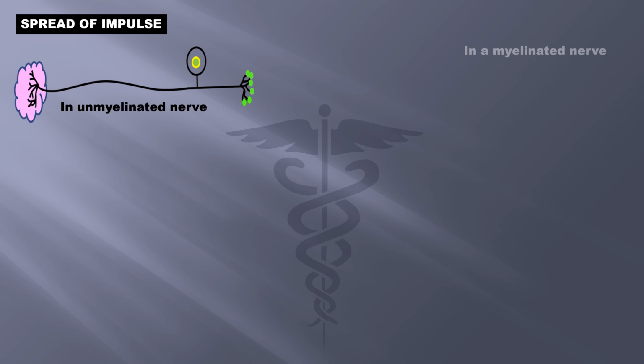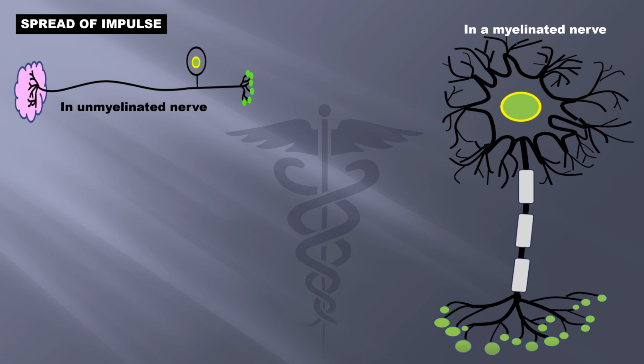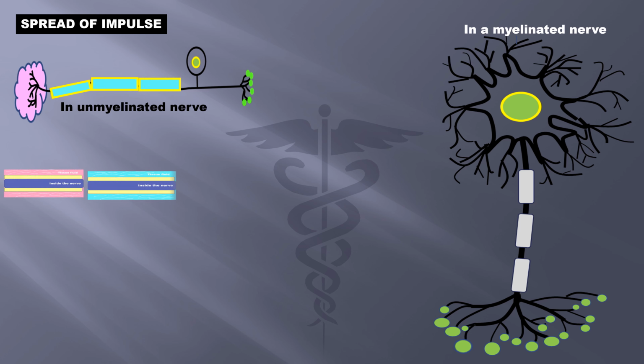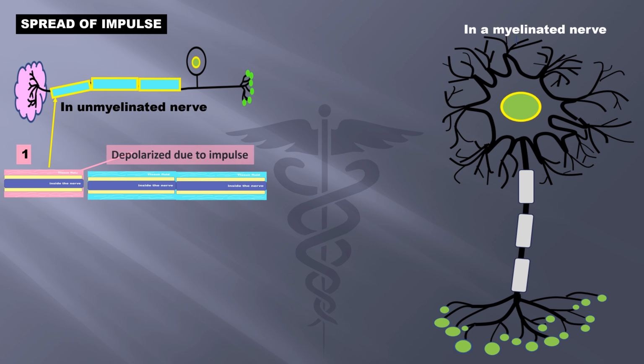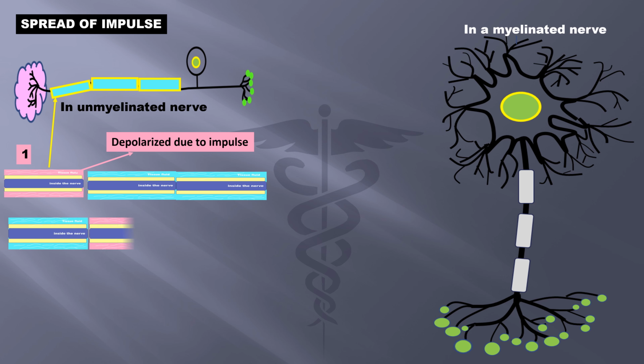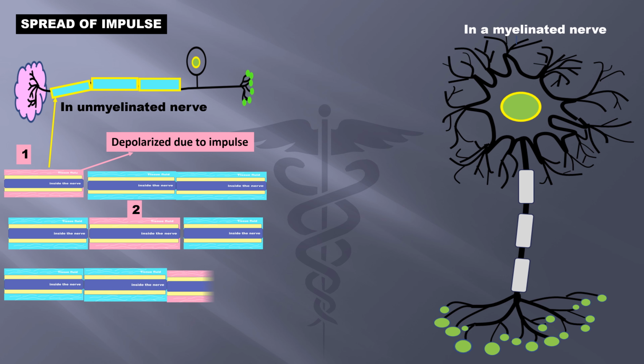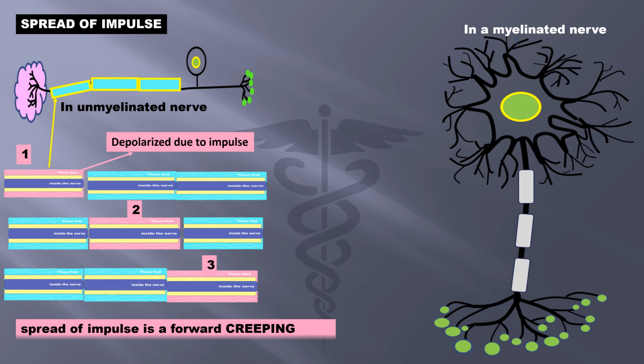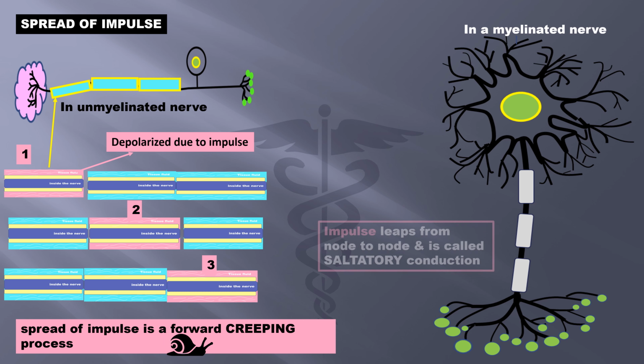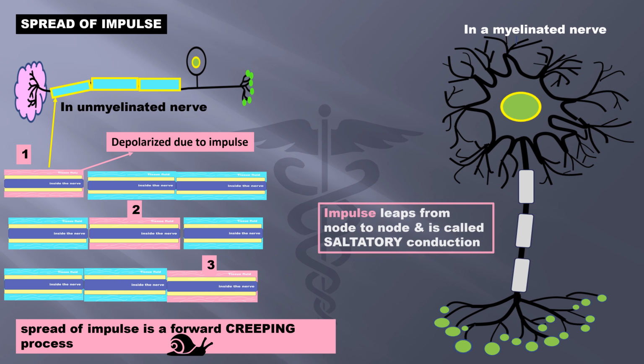Now we are going to learn how impulse spreads in an unmyelinated nerve and a myelinated nerve. Take these 3 segments of this nerve. This pinkish color represents impulse in the first segment of the nerve. As the impulse spreads, it moves forward to segment 2 and then moves forward to segment number 3. Thus, the spread of impulse is a forward creeping process from segment 1, then to 2 and to 3.